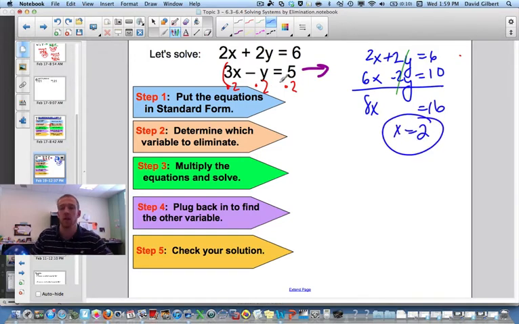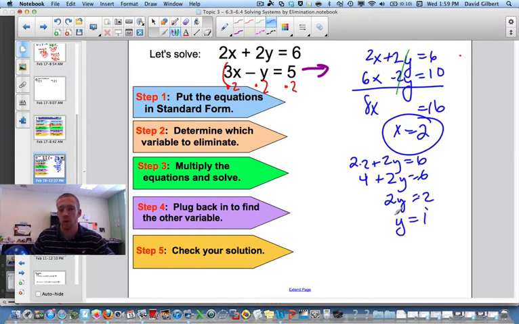Plug that back into either one, so I'll plug it into the top. 2 times 2 plus 2y equals 6. Subtract 4 from both sides, it gives me 2y equals 2. So y equals 1. And then you want to make sure that you check your solution.